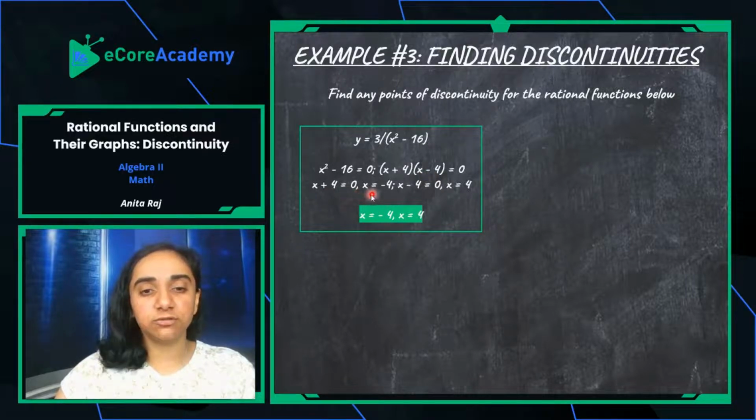And if we subtract 4, we get x equals negative 4. We do the same thing with x minus 4. x minus 4 equals 0. Add 4 to both sides to get x equals 4. So our two vertical asymptotes are going to be x equals negative 4 and x equals 4.